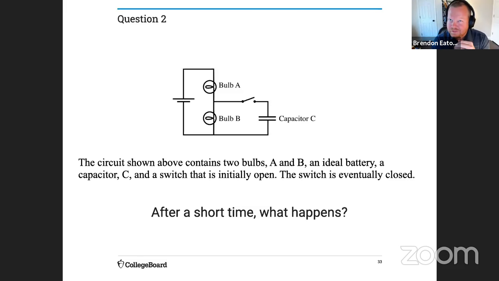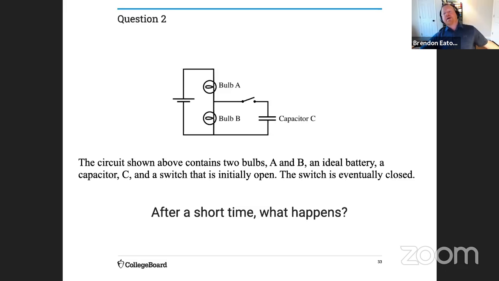I'm talking about just a couple of seconds after you close the switch, not immediately after, and not a long time later once the capacitor reaches steady state. What's happening during that time? Well, the current to the capacitor begins to decrease over time, and the current through bulb B begins to increase over time. So what do you think is happening to the brightness of bulb B a short time after the switch is closed? Hopefully bulb B is getting a little bit brighter, a little bit brighter, a little bit brighter.